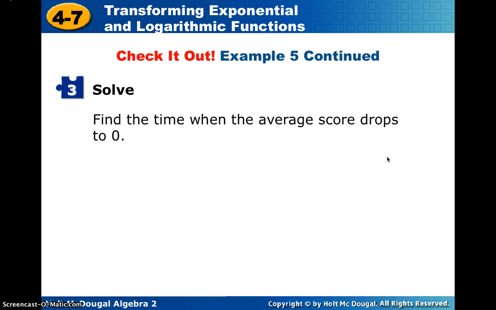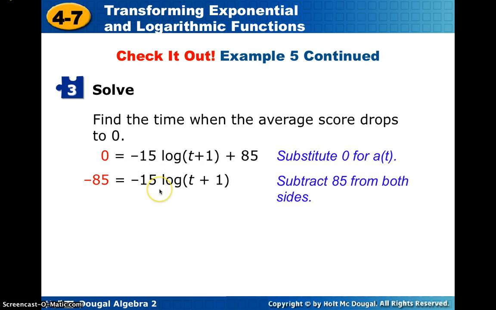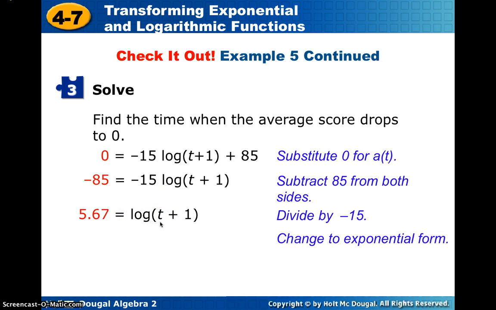Now find the time when the average score drops to 0. So we're going to set the function equal to 0 and then solve. Subtract 85 to the other side, divide by negative 15, and now we can rewrite the log in exponential form. When we evaluate that, we get t equals 464,000. Wow, and this is measured in months. This is a lot of months for the retention to drop to 0.